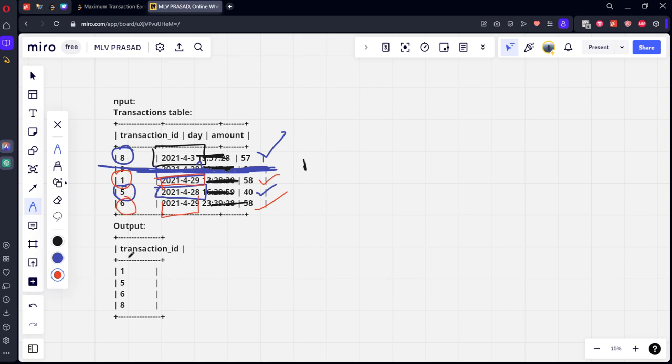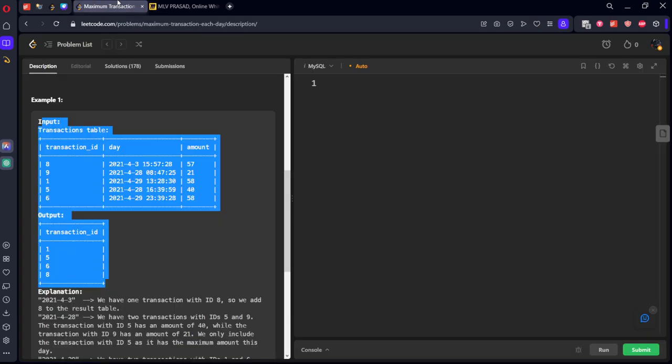Okay, so 8, 1, 5, 6. They have kept it in ascending order. So what we need to do is extract the day and create a rank function in the decreasing order of amount, and let's filter for rank equal to 1. Then we will get the highest amount.